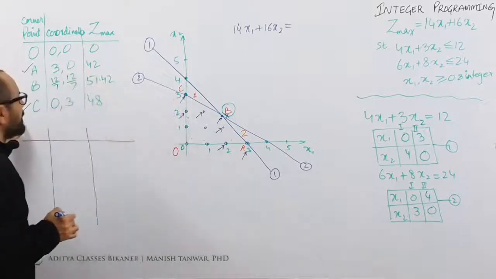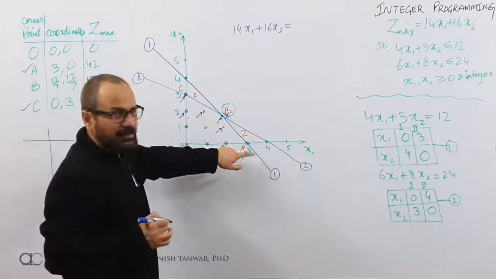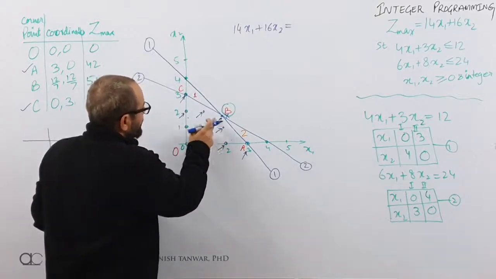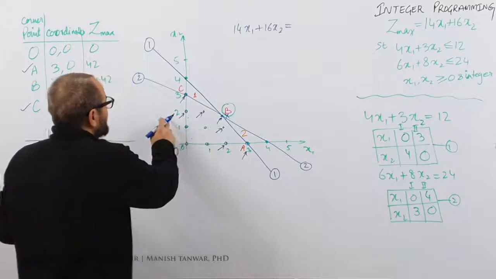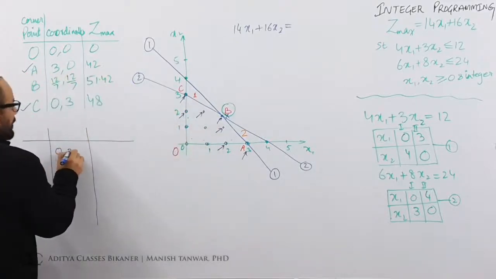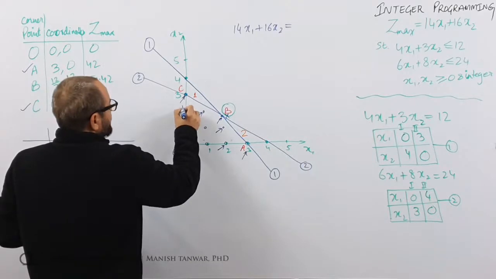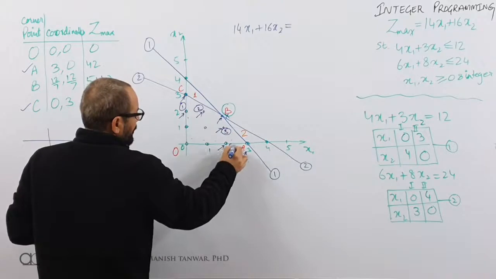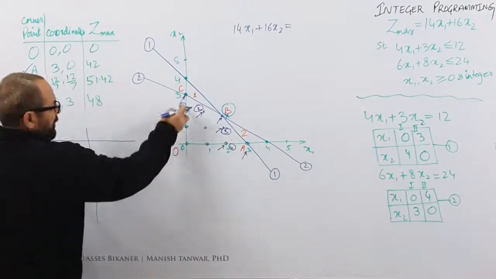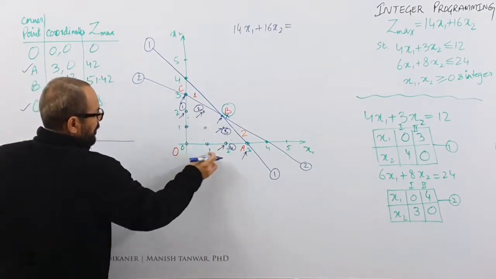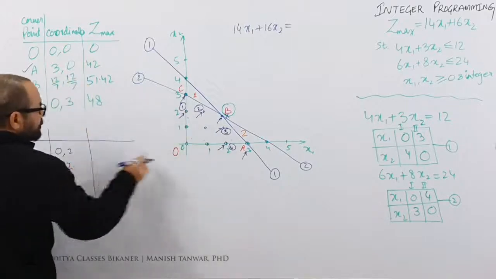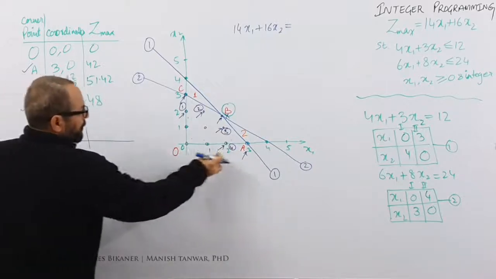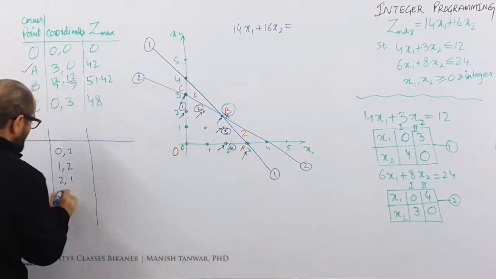A and C are already explored. So I have all these three values. This is rejected because it is not integer. Now let me check these four more values. Let me call them 1, 2, 3 and 4. One is 0 and 2. Second point is 1 and 2. Third point is 2 and 1. And fourth point is 2 and 0.